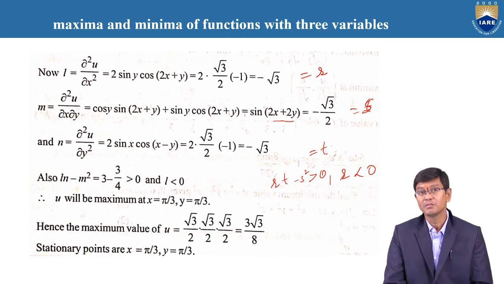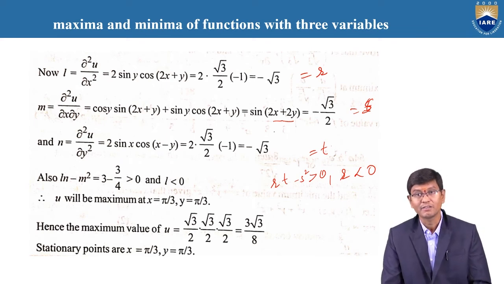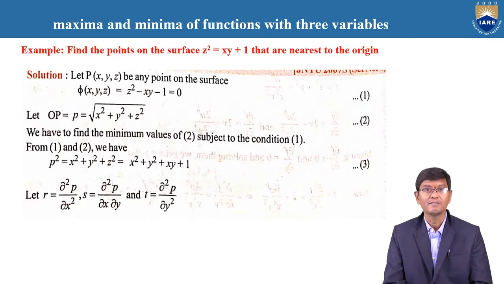But we need to find what the maximum value is. According to that, the given function is sin x, sin y, and sin of x plus y. By using that condition, each is root 3 by 2, root 3 by 2 and root 3 by 2. When we replace these stationary points in the given function, the final value is 3 into root 3 by 8.